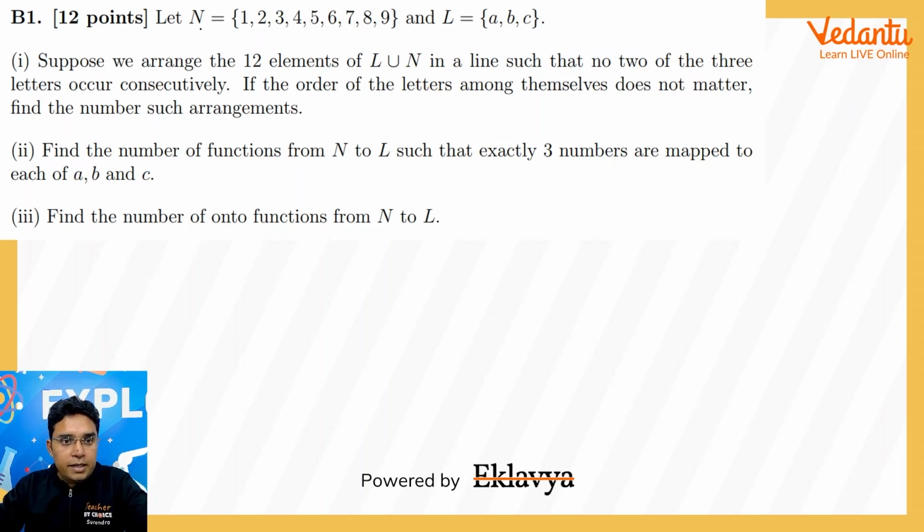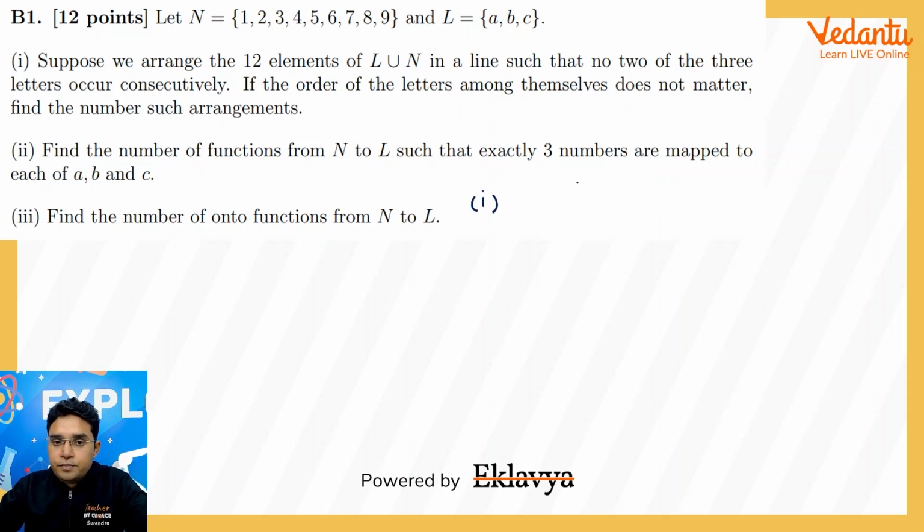First question is, let N be the set {1, 2, 3, 4, 5, 6, 7, 8, 9} and L equal to {a, b, c}. Suppose we arrange the 12 elements of L union N in a line such that no two of the three letters occur consecutively. If the order of the letters among themselves does not matter, find the number of such arrangements. For this first part I will do it in two ways.